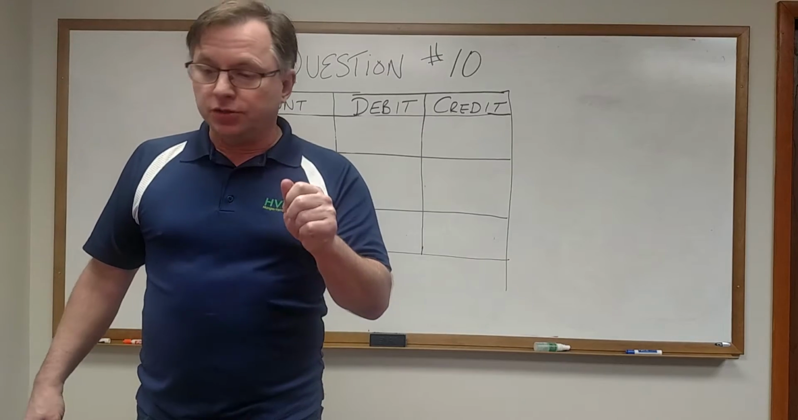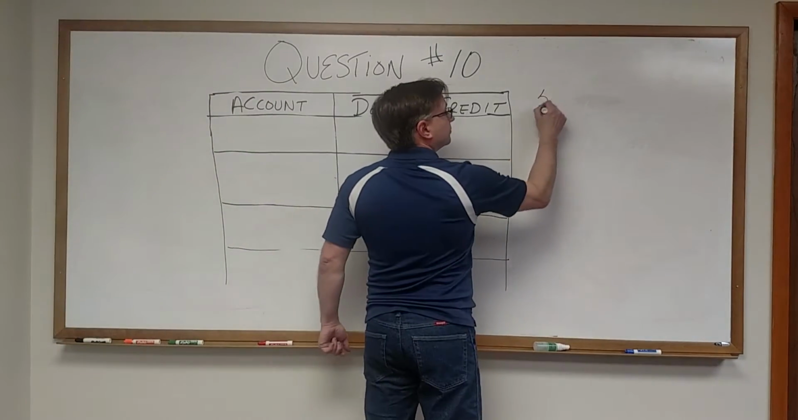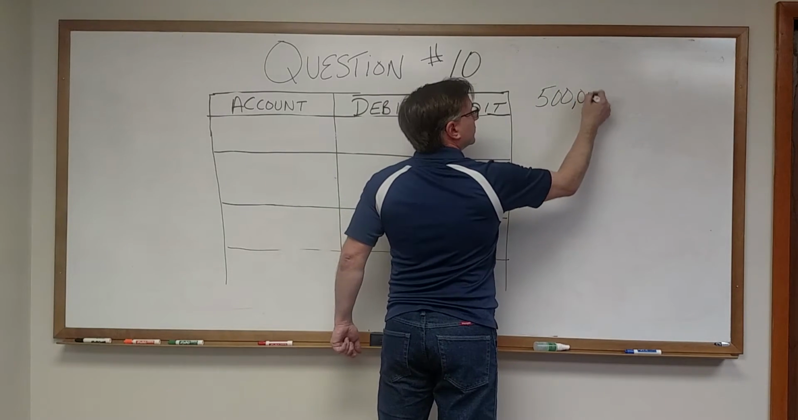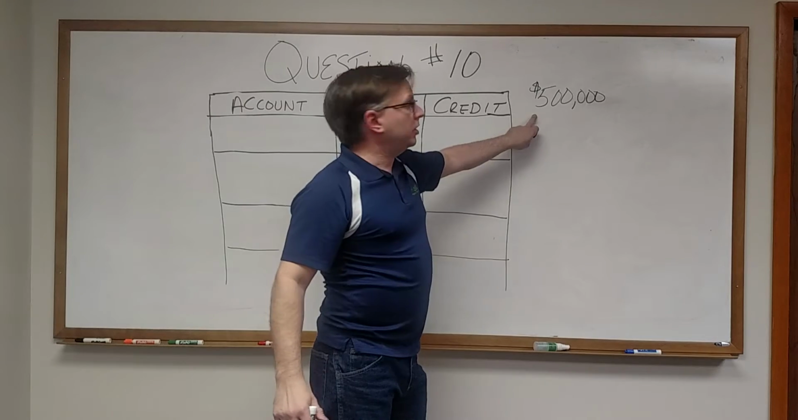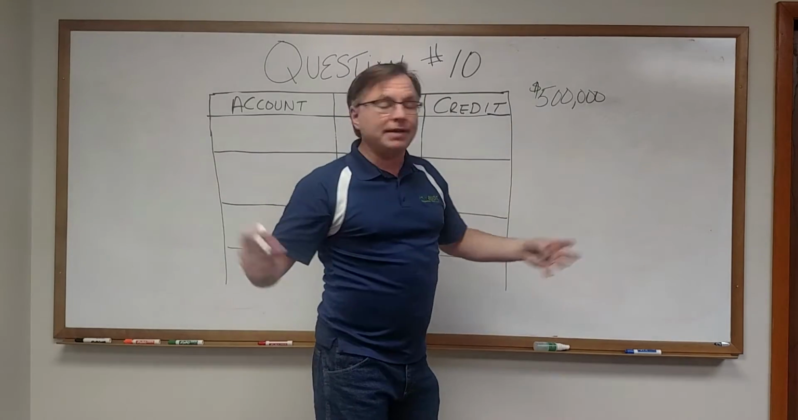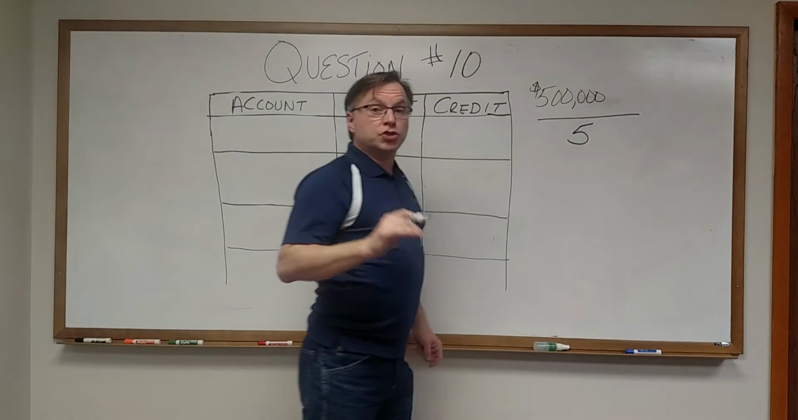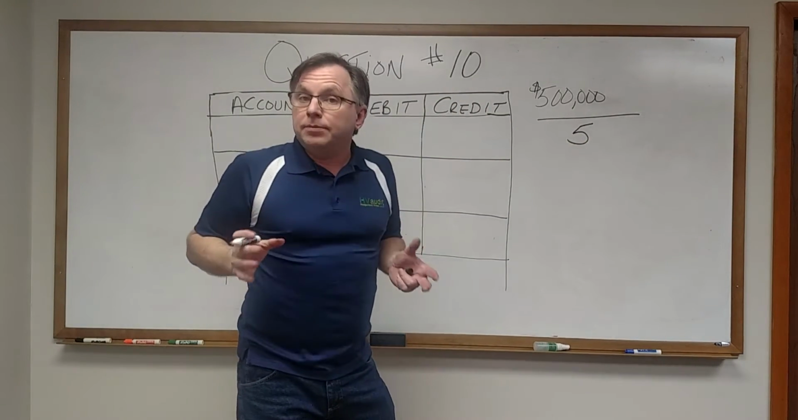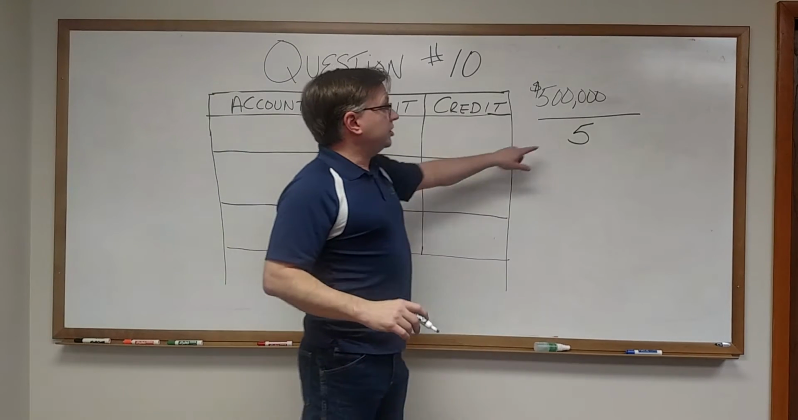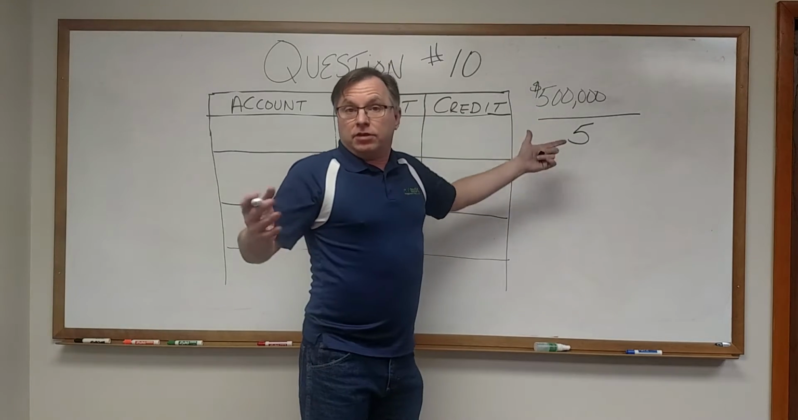In question number 2, we had bought $500,000 worth of equipment. And that $500,000 worth of equipment we said was going to last us 5 years. And we were going to use straight line depreciation. Straight line depreciation is the simplest version of depreciation. We just divide it by the number of years we're going to use it, and then that's the depreciation we would have.